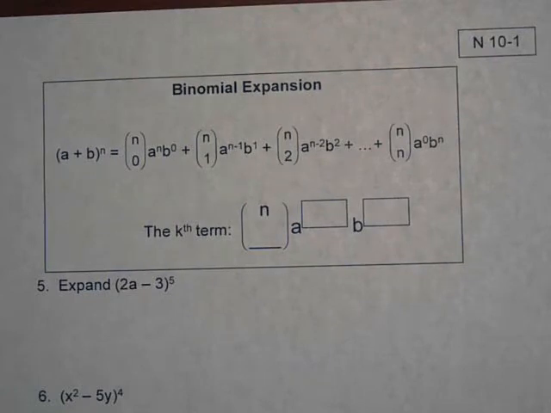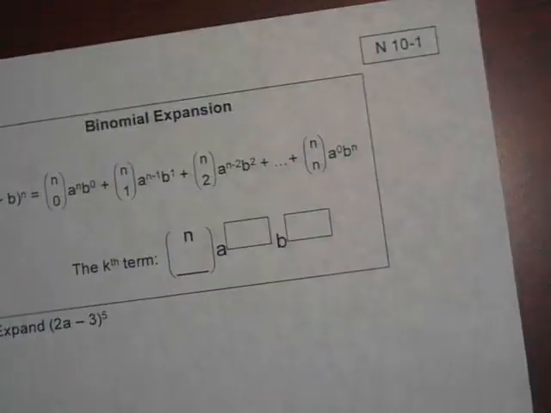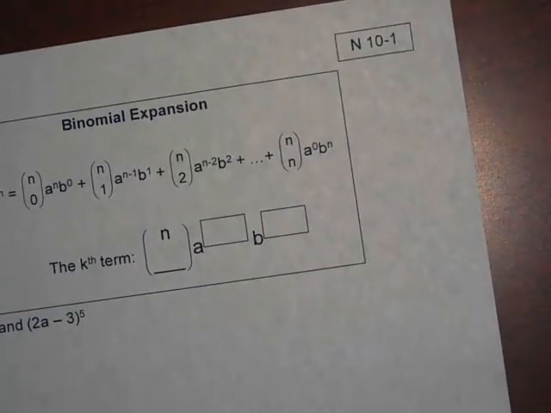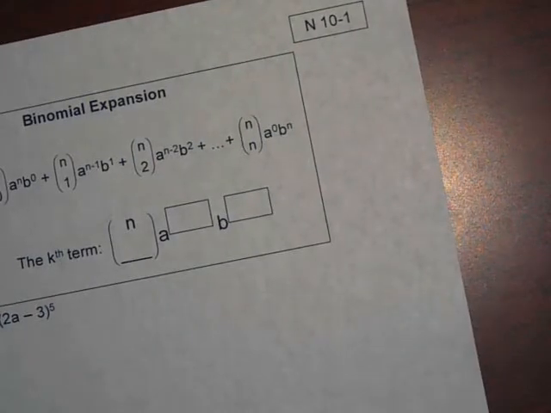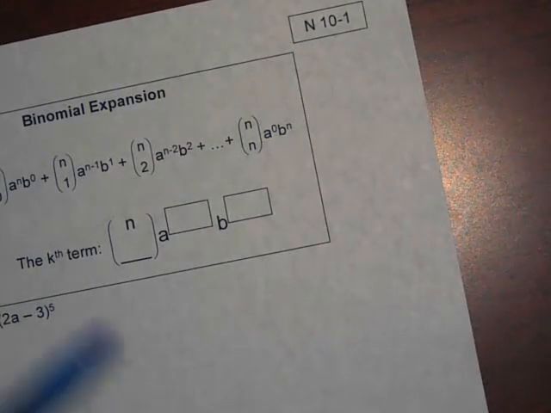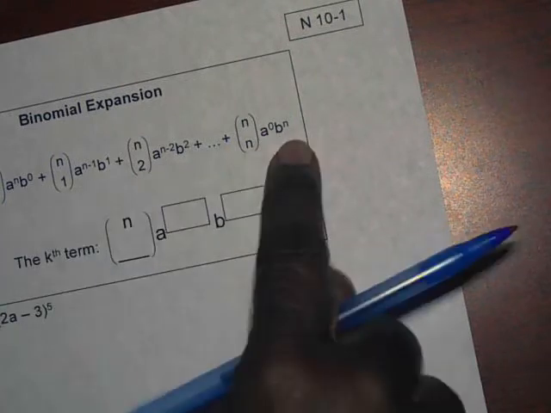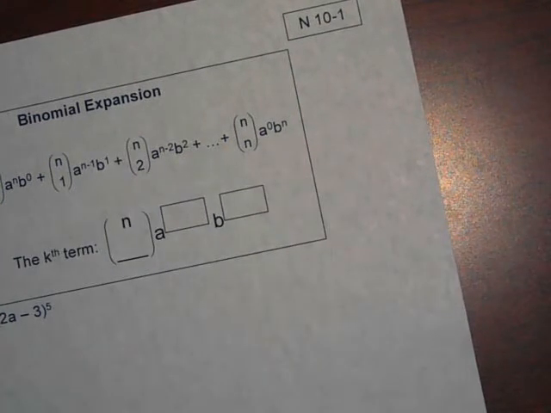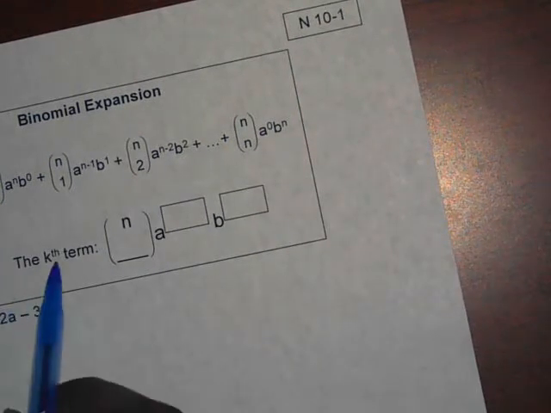Alrighty, we are on page 3 of our binomial expansion notes. Now we're going to put the two things that we have learned from pages 1 and 2 together. So when we want to expand, we have a new variable and it's k.